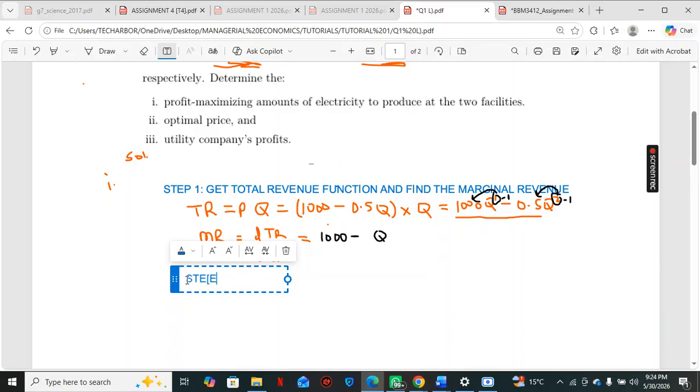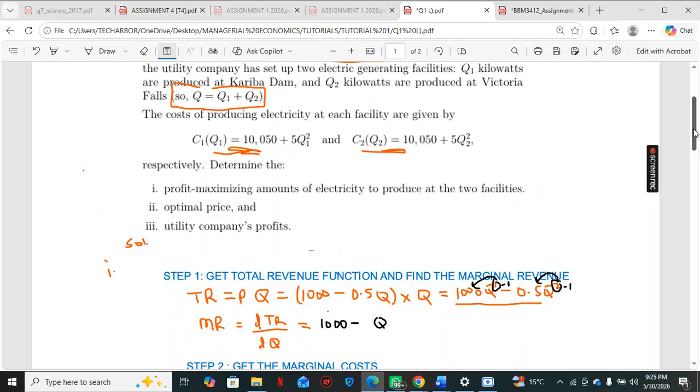Okay. Step 2. Get the marginal costs, right? Since we're already given the total cost function, you don't need to derive your total cost function. If you haven't been given a total cost function, just remember the total cost is just the cost per unit multiplied by the number of units produced.